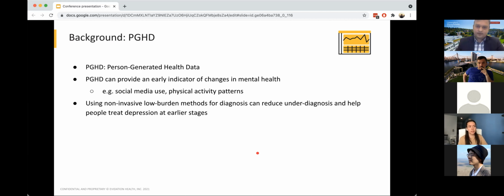And employing a low-burden data collection method can produce a large amount of data, but it will be sparse data. So we had to account for this in our work.